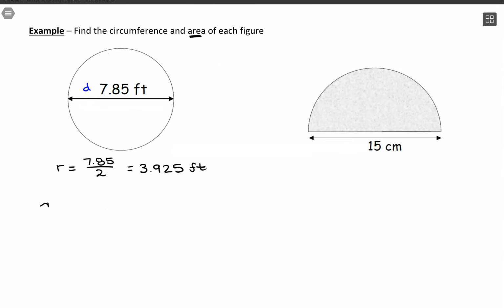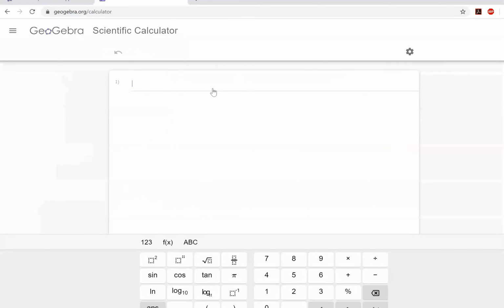So with that, going to our circumference formula, you could use either one here since we have diameter and radius. Let's use the diameter formula just because you'll get the same answer with them. But pi times 7.85 would give us our circumference. So this is where you'll need a calculator with the pi function or this GeoGebra calculator online.